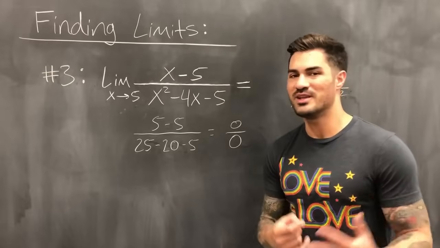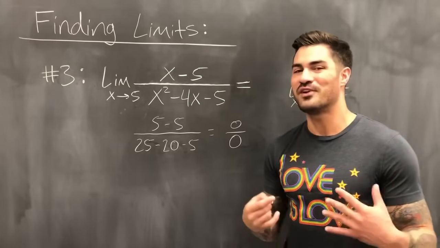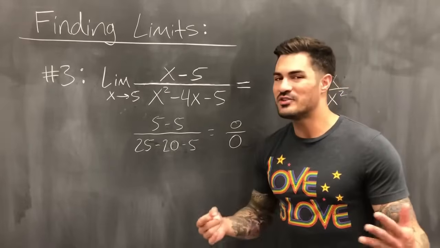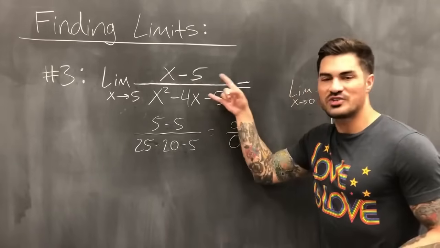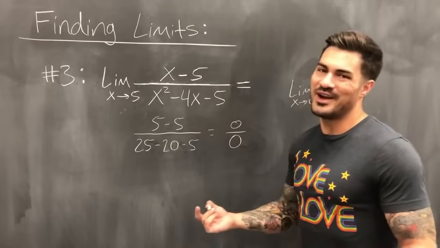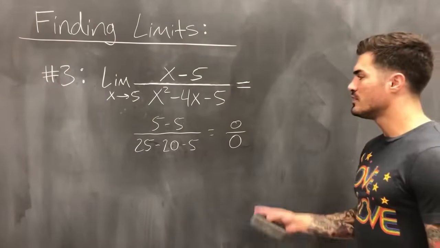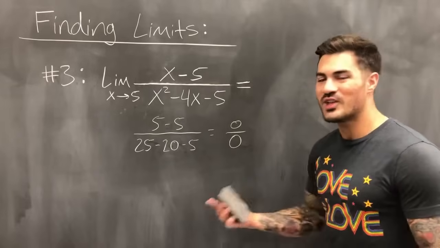So 0 over 0 means most likely a hole. That's the phrase I'm gonna use moving forward. 0 over 0, so we probably have a hole, but we have to double check. And we will find out once we start reducing this to lowest terms. So, okay, let's move forward with this example now. So 0 over 0 means we most likely have a hole.